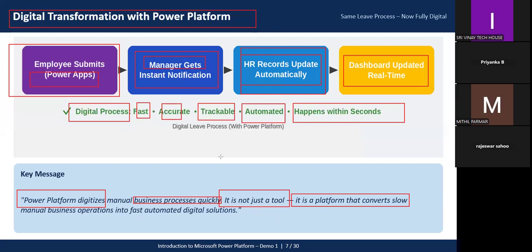See, Power Platform is a platform which is integrated with different components, and these components work together to automate the business process. What are those components? Power Apps, Power Automate, Dataverse, and Power BI. These all work together by integrating with each other.